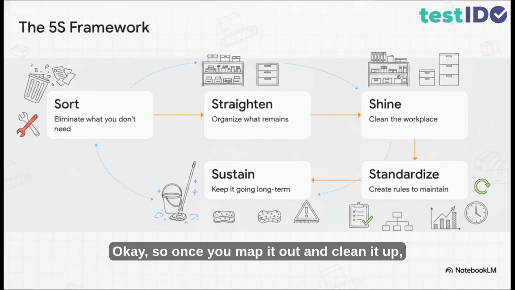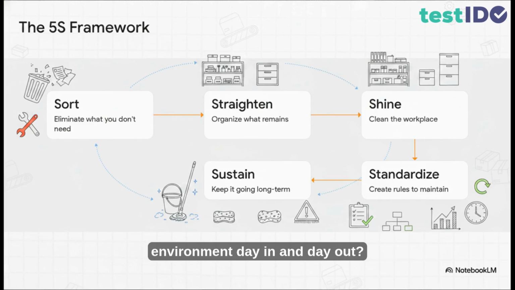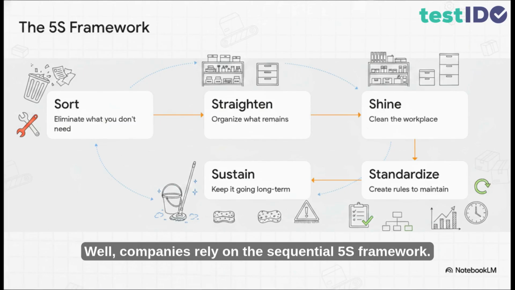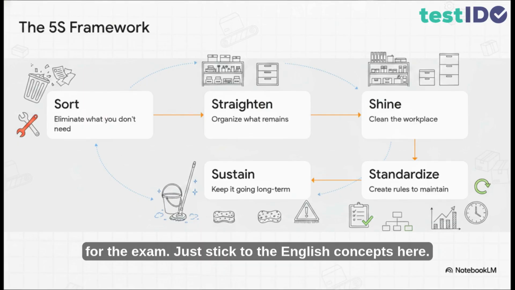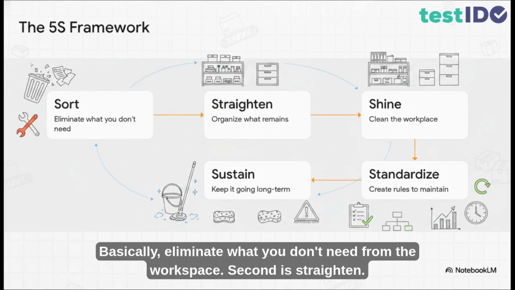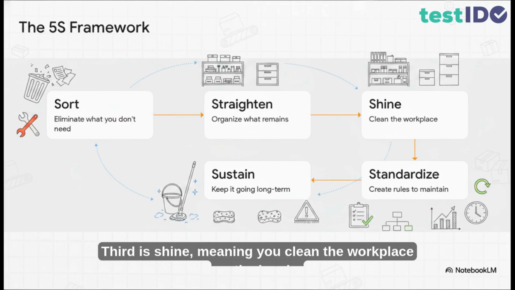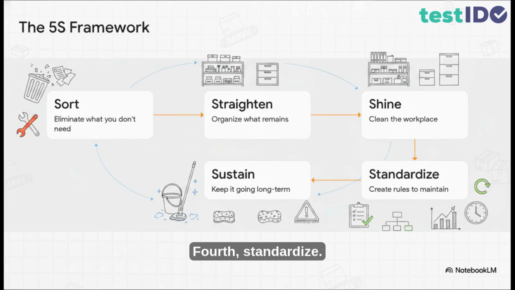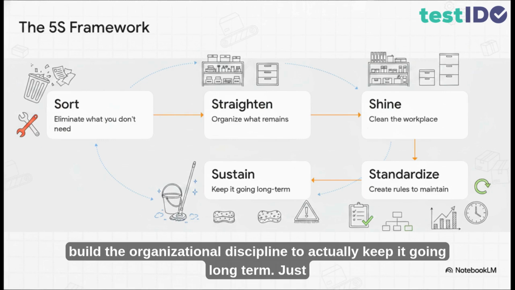Okay, so once you map it out and clean it up, how on earth do you maintain this perfectly waste-free environment day in and day out? Well, companies rely on the sequential 5S framework. You definitely don't need to memorize the original Japanese terms for the exam, just stick to the English concepts here. First, we have sort. Basically, eliminate what you don't need from the workspace. Second is straighten. Organize what remains so it's perfectly easy to find. Third is shine, meaning you clean the workplace meticulously. Fourth, standardize. You've got to create rigid rules to maintain those first three steps. And finally, sustain. Build the organizational discipline to actually keep it going long term.